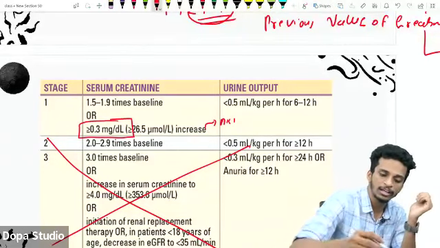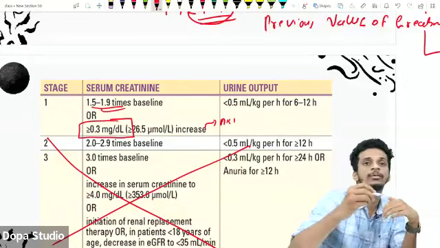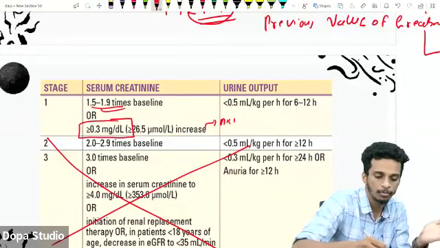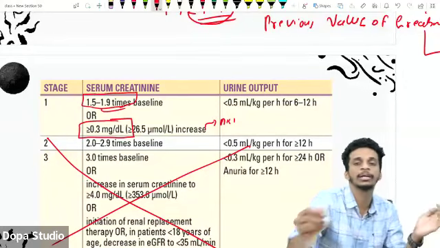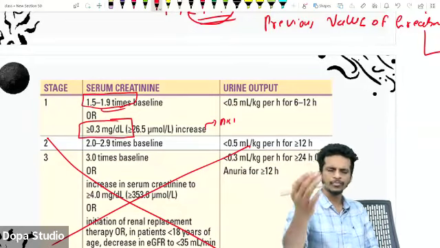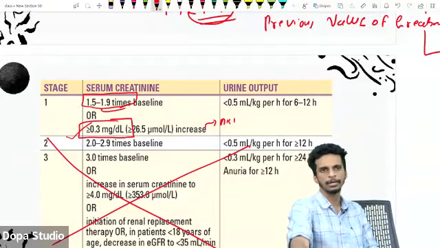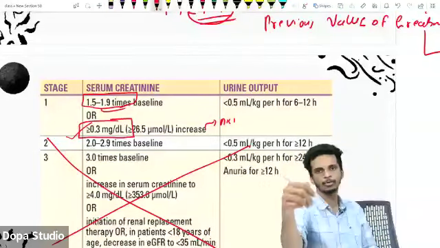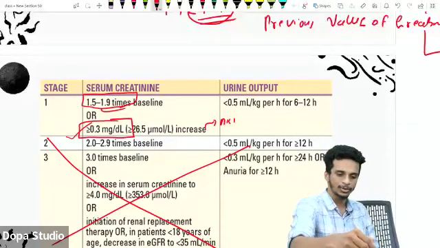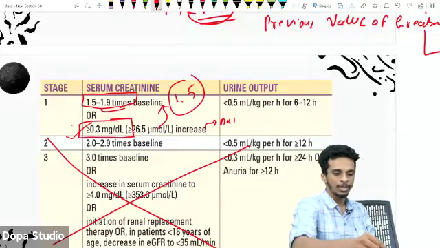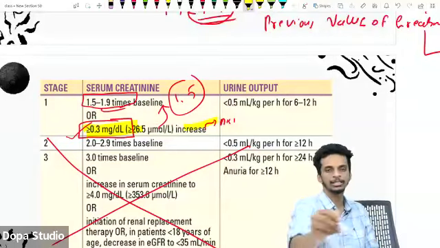Or in other words, we can also call it AKI if the creatinine level is more than 1.5 to 1.9 times the baseline. You need to learn either of the two. I usually go with the 0.3 milligram per deciliter, because if the patient has more than a 0.3 milligram per deciliter rise, it is naturally more than 1.5 to 1.9 times. So what I remember is more than a 0.3 milligram per deciliter increase in creatinine.